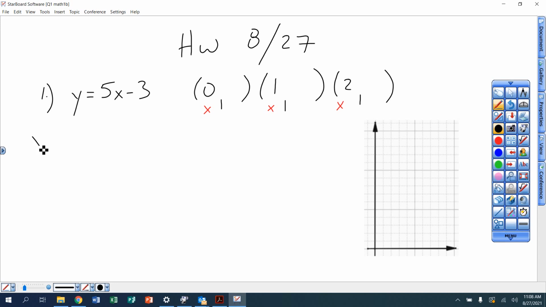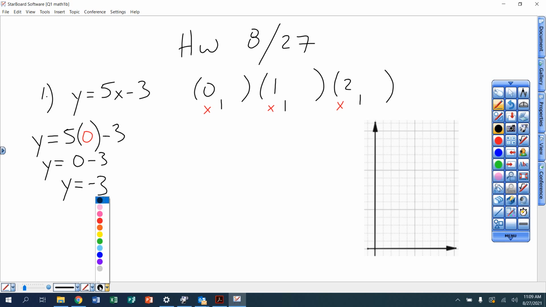All right, so here we go. Plugging these in. Taking that value for x, which is 0, plugging it in to the x spot, and then doing the rest of the math and getting that coordinate. 5 times 0 is 0 minus 3. That gives me, when x is 0, y is negative 3. That's going to be my first coordinate right there when I do the math.